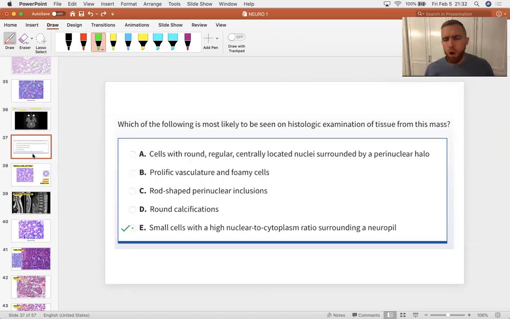What's the question here? Well, what do you see on histology? Yeah, we know that you know the diagnosis is medulloblastoma. What's that look like? And the answer is going to be small cells, high nuclear to cytoplasm ratio, and neuropil. Those are those Homer Wright rosettes that are just holes with the dirt put back into them.